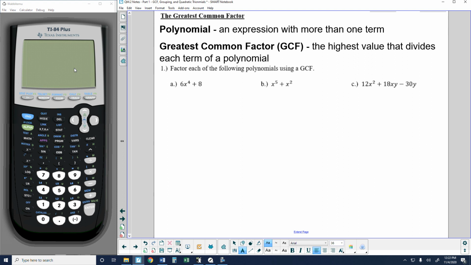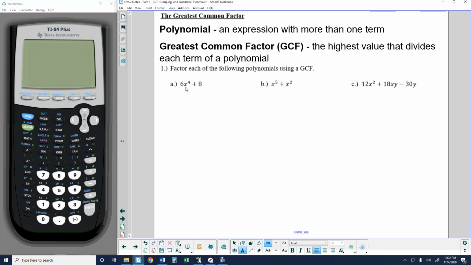The greatest common factor, or what we also often refer to as the GCF, is the highest value that divides each term of a polynomial. So we're looking for a single value that's going to divide every term of the polynomial. And that's what we're going to use in problem number 1 to factor. So in 1a, we want to factor by finding the GCF. The GCF is the greatest number that divides each term.